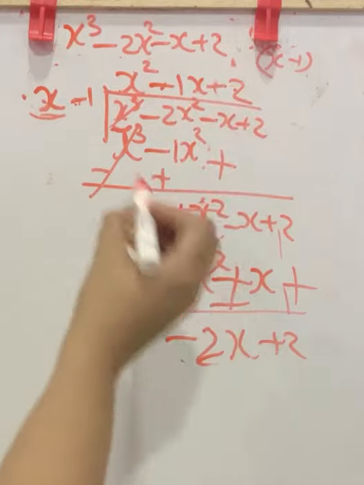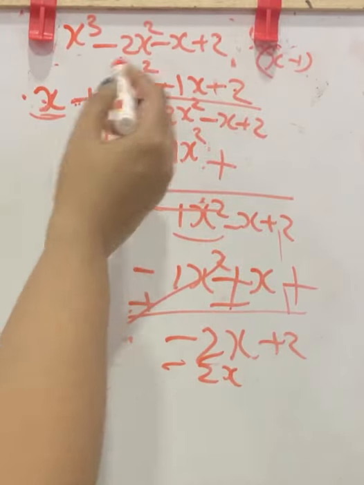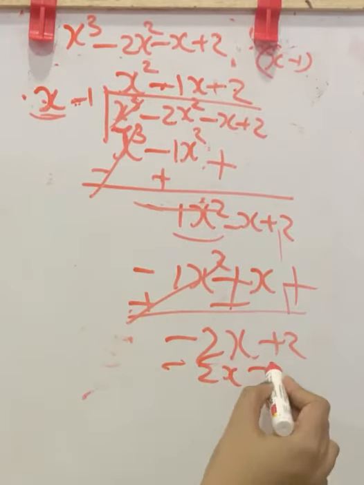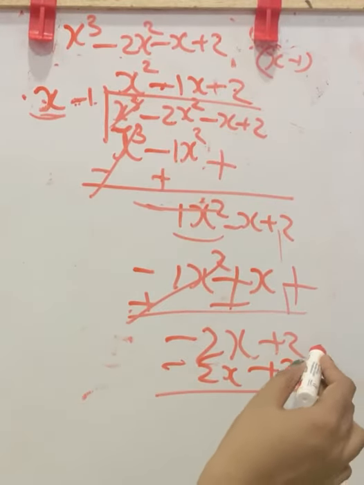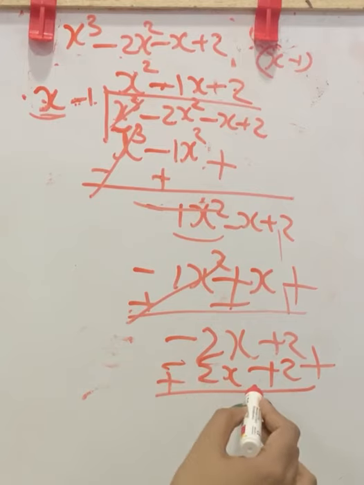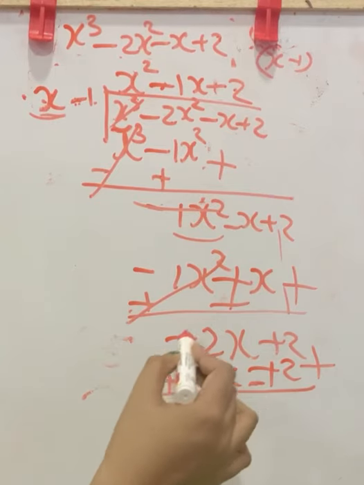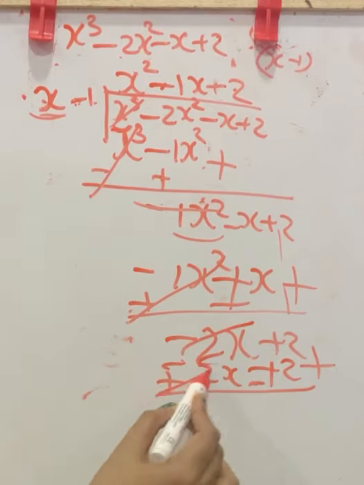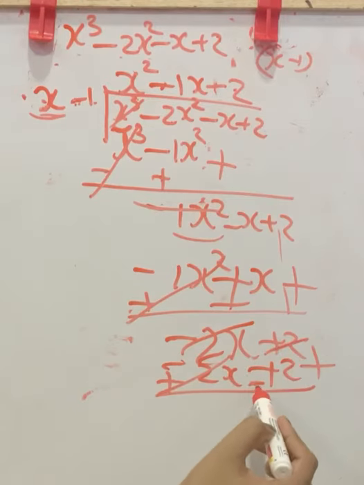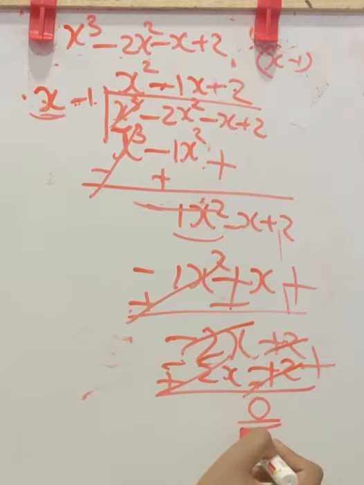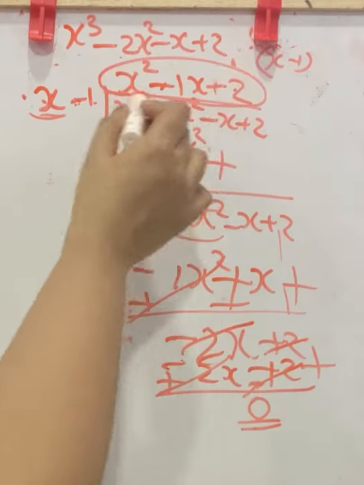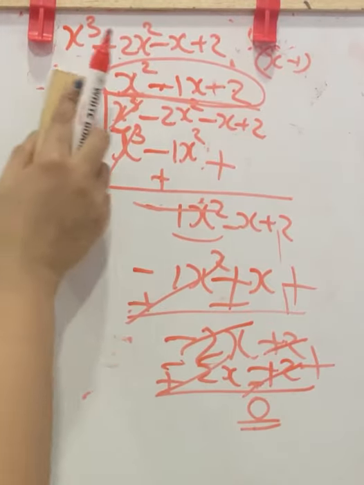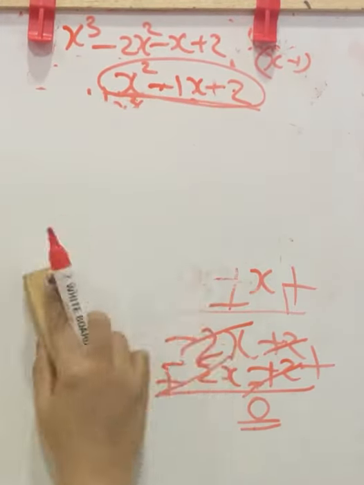So minus 2 into x is minus 2x. Minus 2 into minus 1. Minus into minus is positive and 1 2s are 2. Subtracting, make it addition. Change the signs. So minus 2x and new sign is positive. Plus 2x cancel. Plus 2 and new sign is negative. Plus 2 and minus 2 get cancelled because all are additive inverses. The result is 0. Then you got the quotient as x square minus x minus 2.